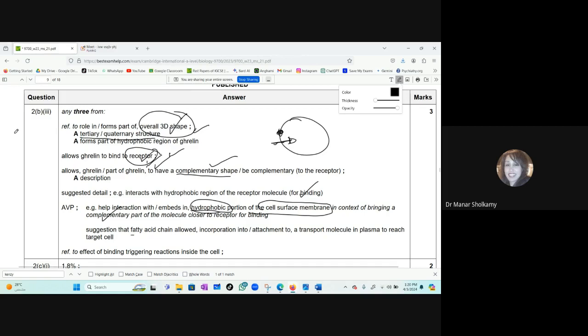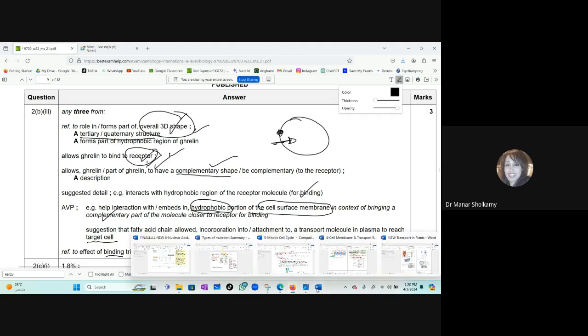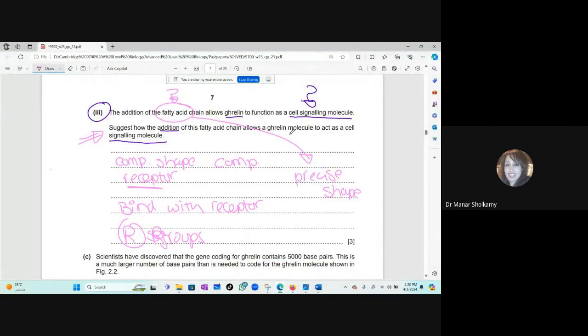Okay, suggestion that the fatty acid allowed or incorporated or attachment to a transport molecule in the plasma to reach a target cell, reference to effect of binding, triggering the reactions inside the cell. You can even continue. That's why I tell you write everything. When the cell signaling molecule binds with the receptor, what will happen inside the cell?